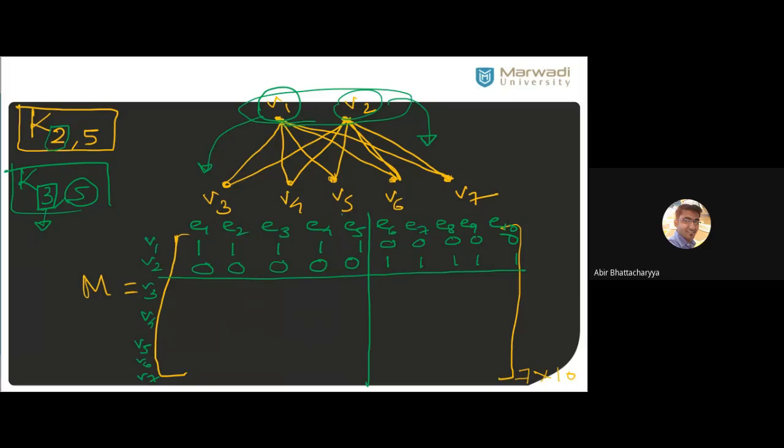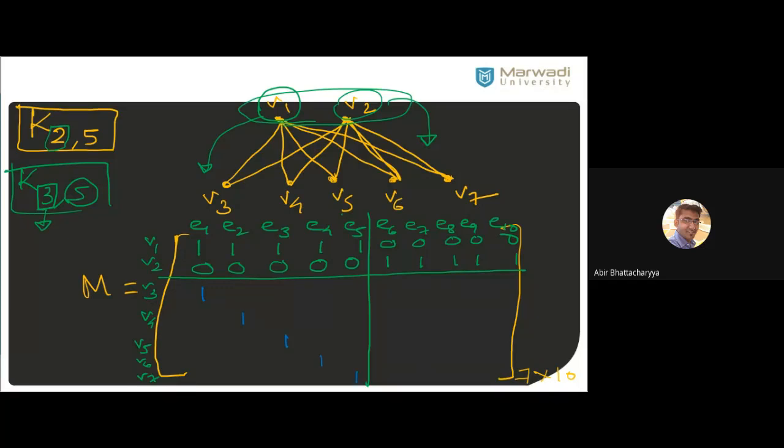Done? Now what are the rest of the matrix? Each and every vertex is connected by one edge. So V1 to V3 by E1, V1 to V4 by E2. So this is going to be 1, 1, 1, 1, 1.